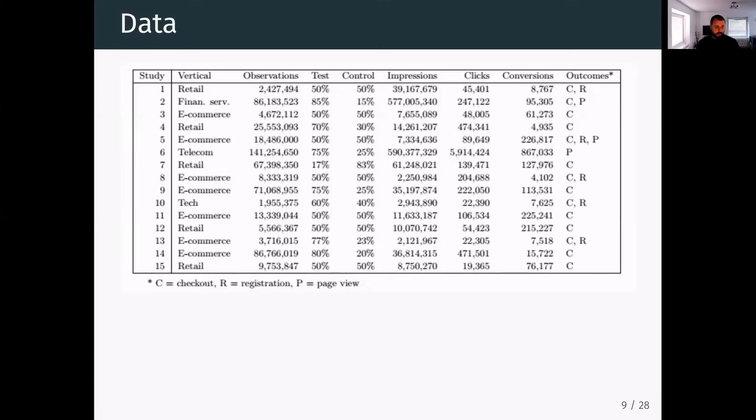Conversions. So did people do what we wanted to happen as the ad campaign, which is going to be one of three things. C for checkout. So did you buy something? R for registration. Did you sign up for something? P for page view. Did you view the web page that they wanted you to click through to?